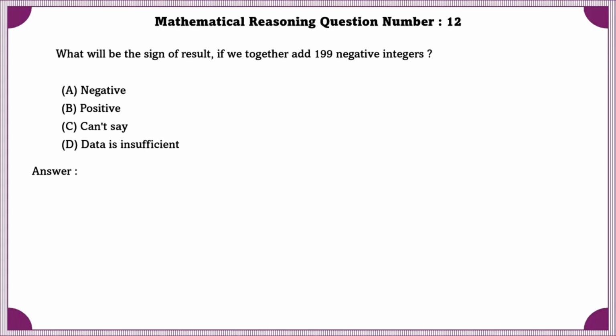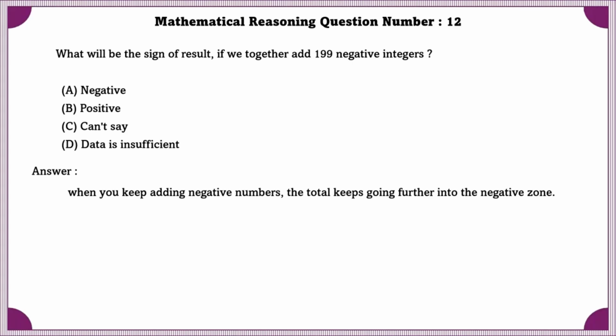Mathematical reasoning question number 12. What will be the sign of the result if we together add 199 negative integers? Here's a rule to help you do these kinds of problems. When you keep adding negative numbers, the total keeps going further into the negative zone. So the answer is A, negative.